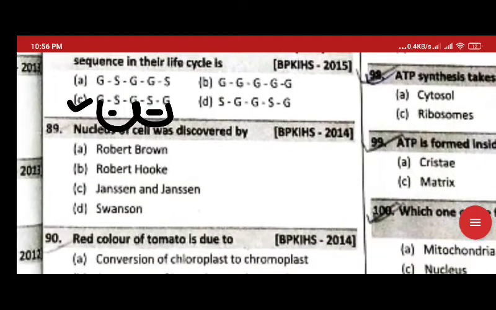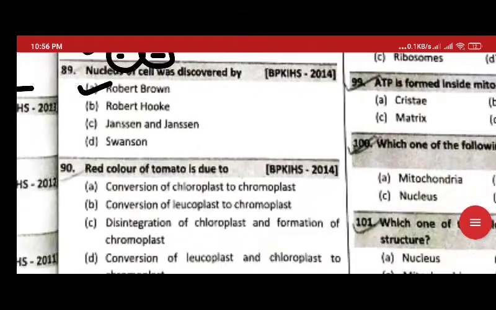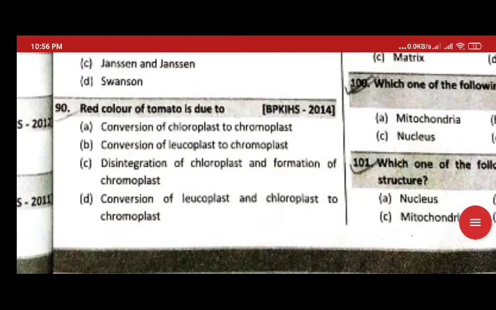Now nucleus was discovered by Robert Brown. That is 89. Red color of tomato is due to what? Red color is, we have studied, due to what? Color changed pigment. Now so A is right.